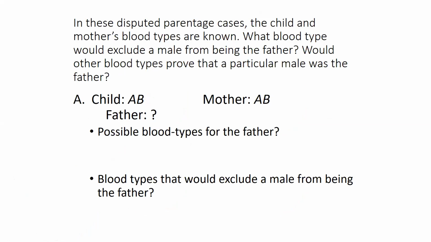So we have a child with a blood group AB and a mother that is also AB. What are the possible blood types for the father?